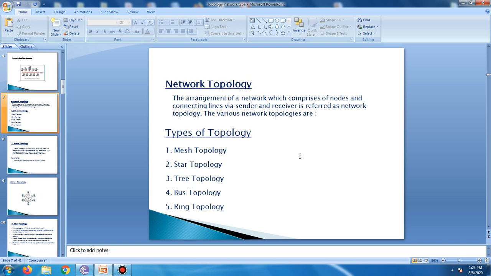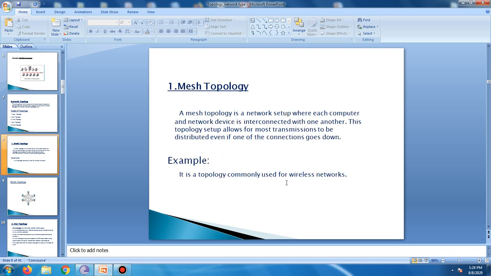There are 5 basic topologies: mesh topology, star topology, tree topology, bus topology, ring topology. First one, mesh. In mesh topology, every device has a dedicated point-to-point link to every other device.